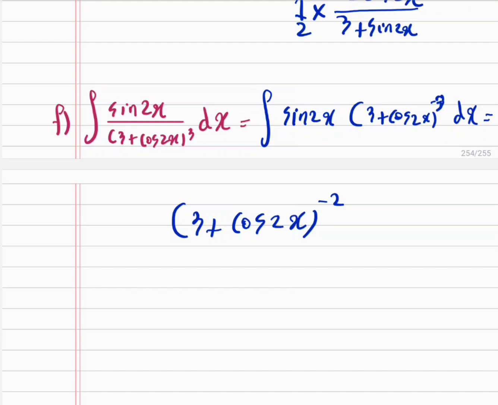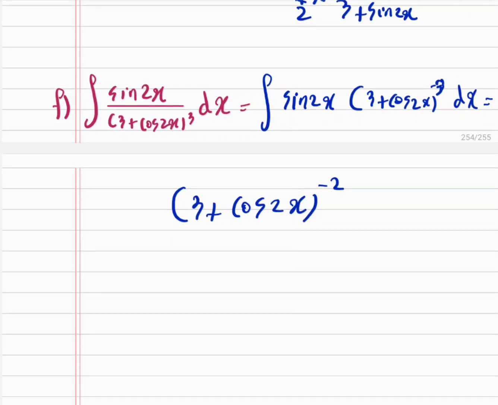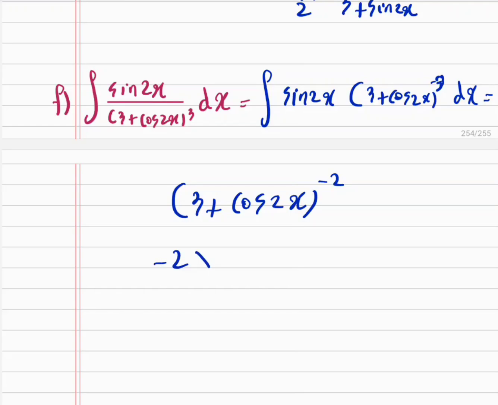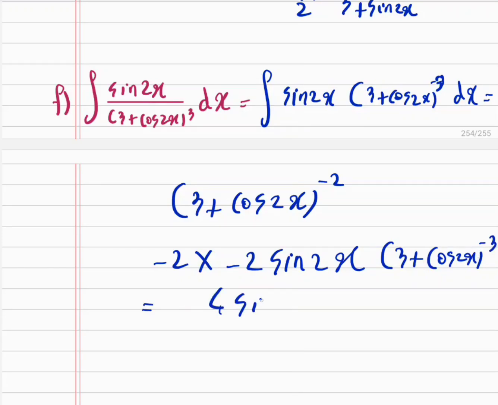Let's differentiate again and see how good this guess is. We'll have minus 2, which is the power, and then cos 2x differentiates to minus 2 sin 2x. Obviously we have the bracket as well, which becomes (3 plus cos 2x) to the power of minus 3. So this is equal to 4 sin 2x over (3 plus cos 2x) cubed.